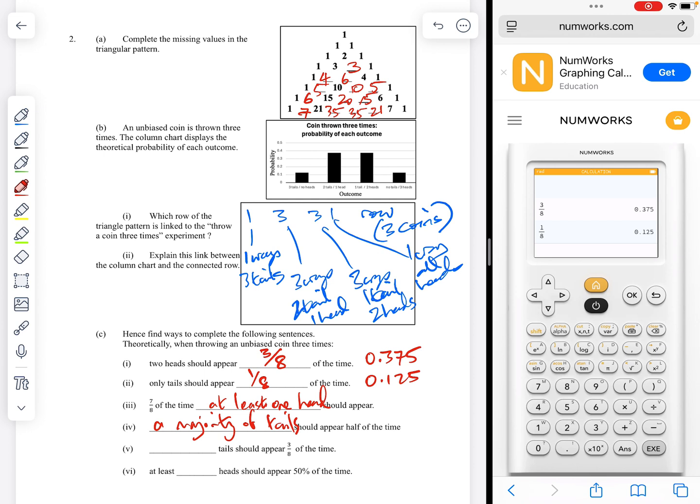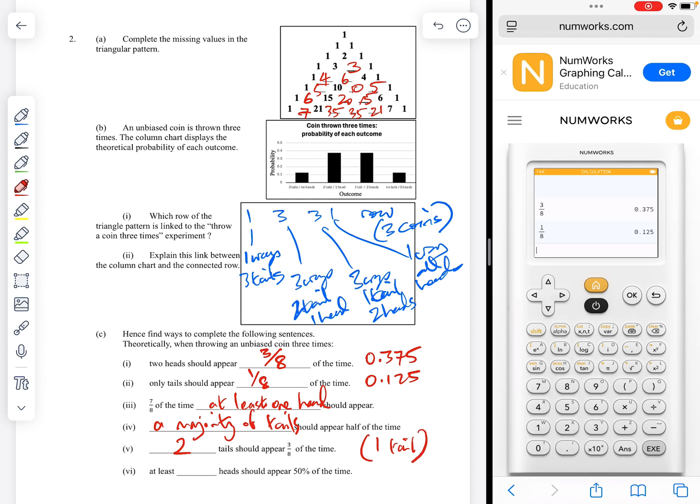5. How many tails should appear 3/8 of the time? There's a couple of ways of doing this. You could have, because 3/8 is going to come from here, but 3 out of 8 also comes from here. So we could say that on the left, 2 tails should appear 3/8 of the time, but it could be 1 tail. Would equally work.